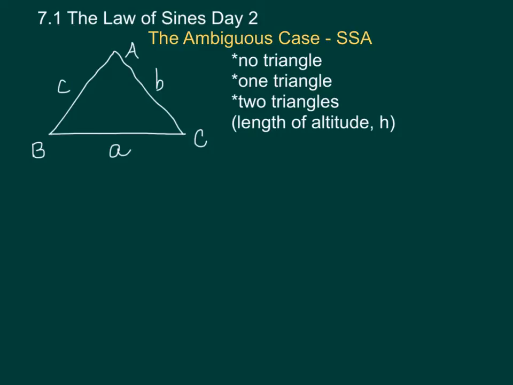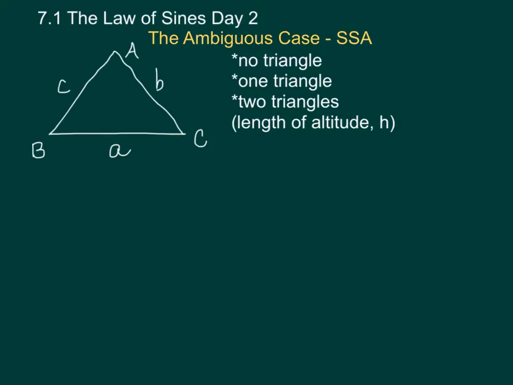Okay, 7-1, the law of sines, day 2. These triangles that we're going to work with are side-side-angle, and there is an ambiguous case where you can have no triangle, so you won't have to solve anything, one triangle, or two triangles.